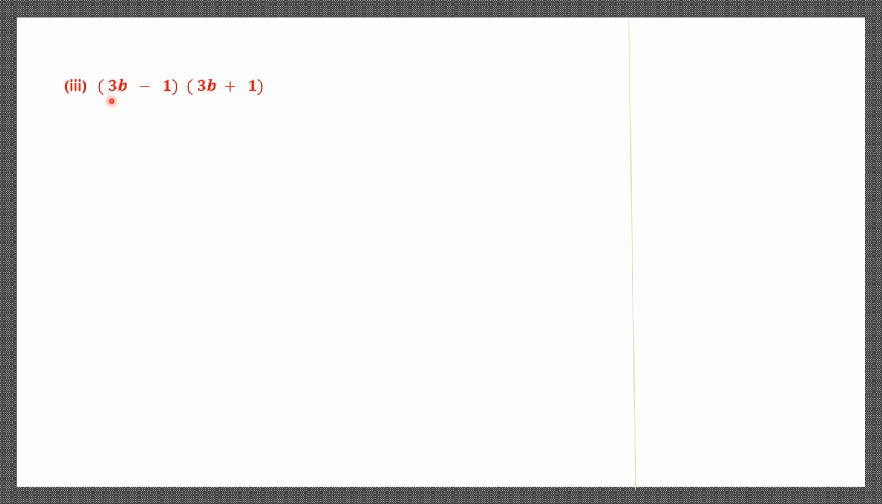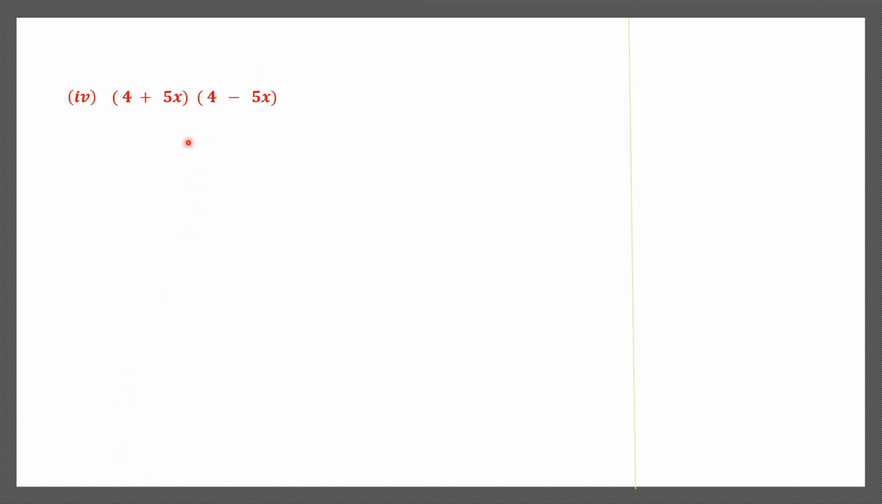Question 3. Now look carefully. First term is the same, second term is the same, and we are doing the difference and the sum, the product. So we can apply the formula a square minus b square. Remember this will be a, this is b, this is a, this is b. So a square means 3b, 3b the whole square minus 1 square. 3b the whole square means 3 square first and then b square. So 3 square means 3 into 3, that is 9, and b square, minus 1 square means 1 into 1, which is 1. So what's our answer? 9b square minus 1. Can you see with the help of identities, we can get our answer easily.